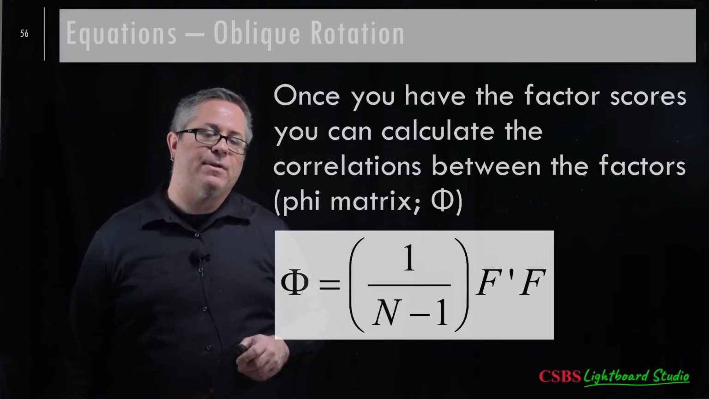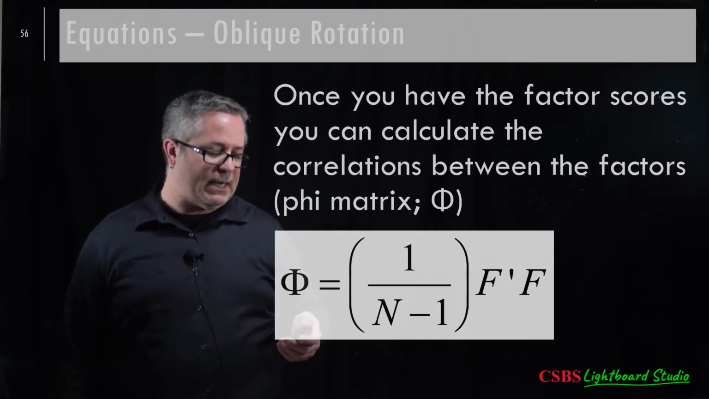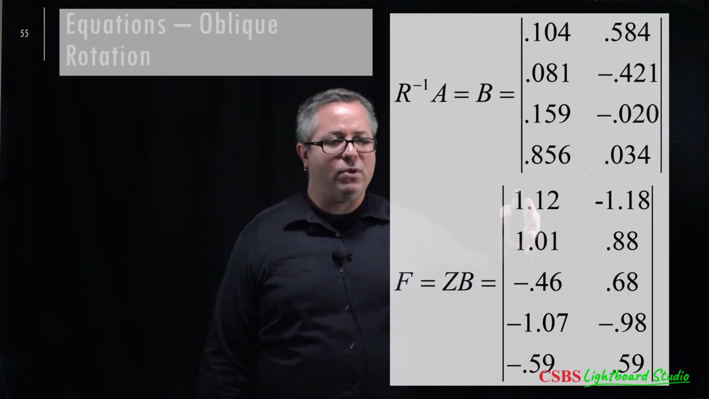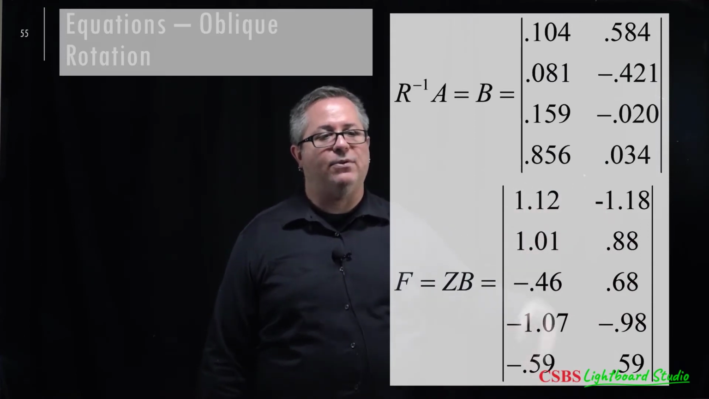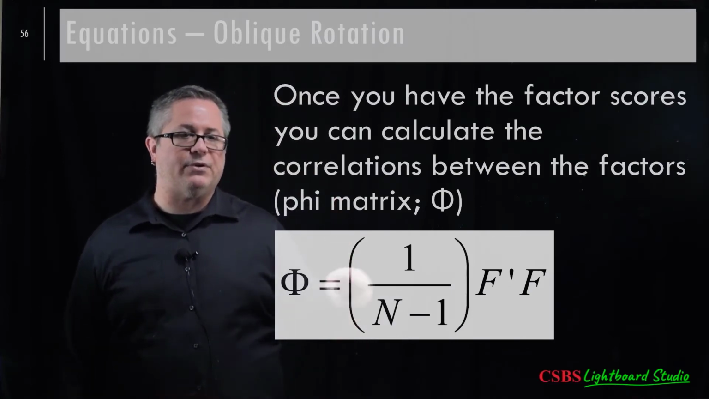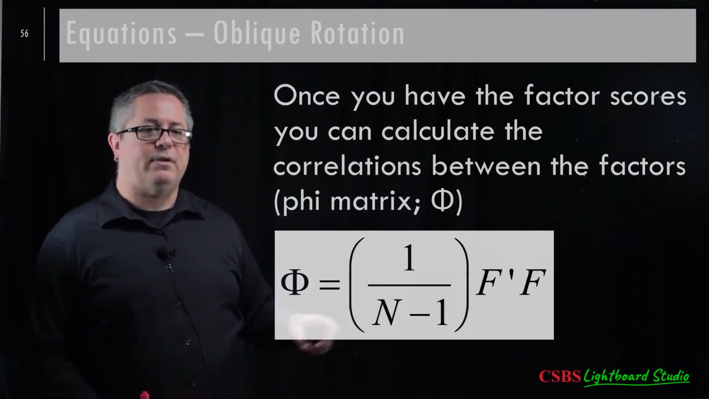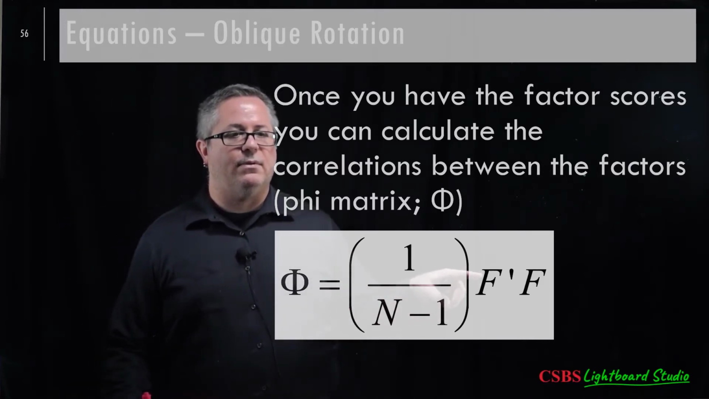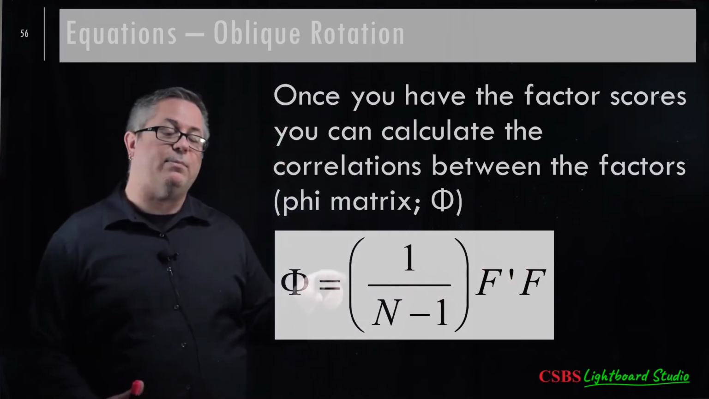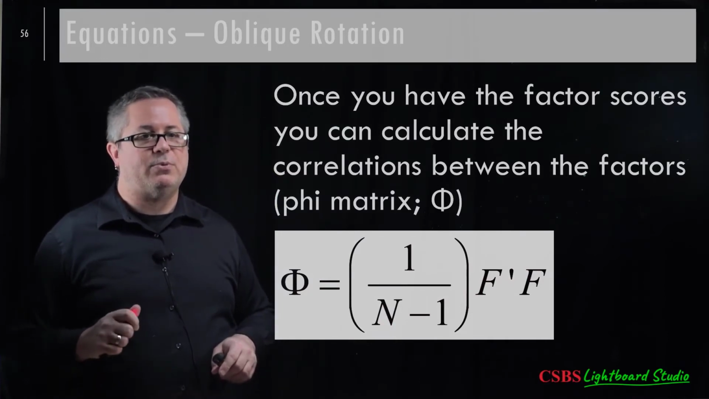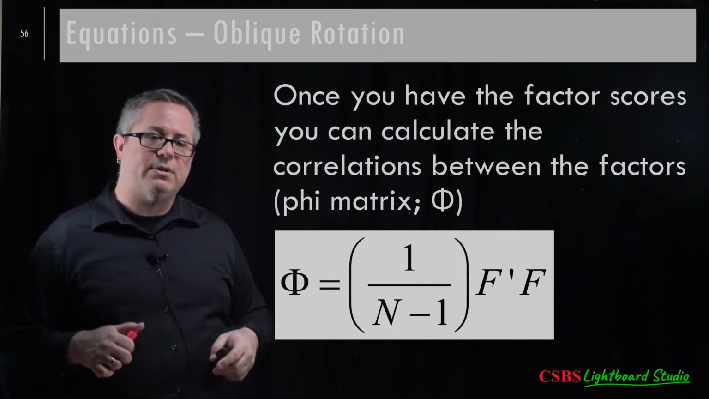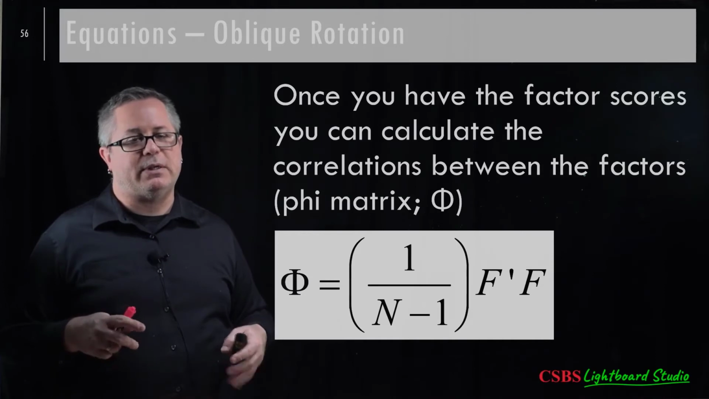Once we actually have these numbers, these values, I can take them and correlate them. I can find out how correlated this factor and this factor are. So we can get a phi matrix. It's the factor scores transposed times itself, divided by n minus 1. You can calculate the correlations between the factors. This is called the phi matrix. We saw that in the lab. It's called the factor correlation matrix. It tells you the degree to which the factors are actually correlated.